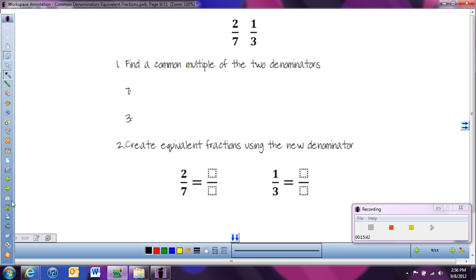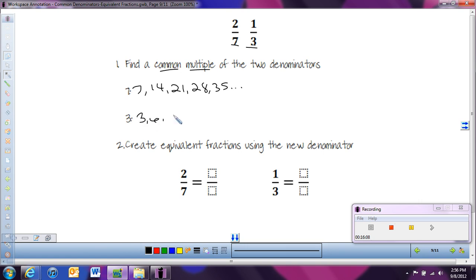We're going to try a few more, another one here, to make sure we have this idea down. So 2/7 and 1/3, I want to be able to add or subtract them, so I need to find a common denominator. So first I'm going to find a common multiple for those two denominators, 7 and 3. So if I'm counting by 7s, that would be like 7, 14, 21, 28, 35, and going on from there. Counting by 3s would be like 3, 6, 9, 12, 15, 18, 21, 24, and so on from there.